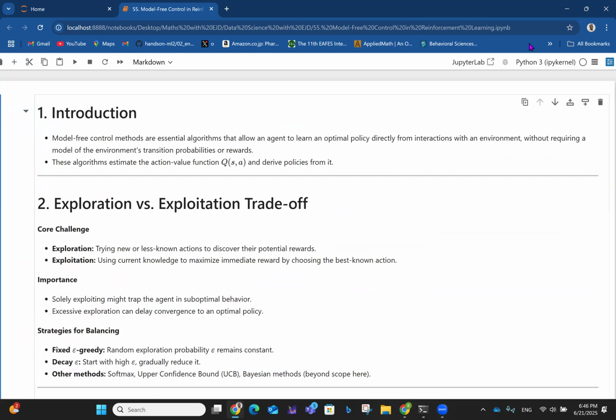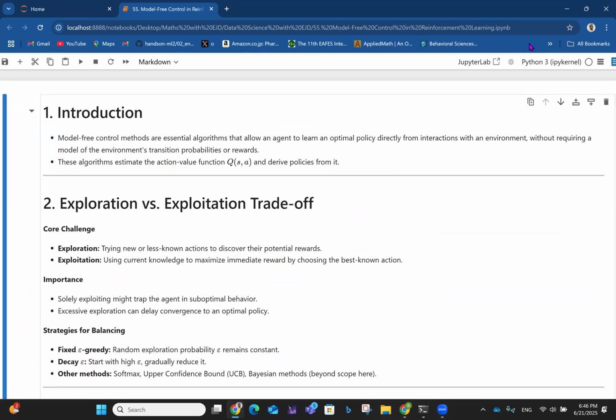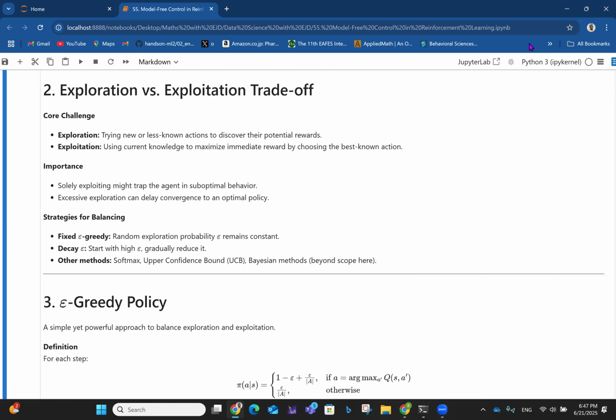By way of introduction, model free control methods are essential algorithms that allow an agent to learn an optimal policy directly from interactions with an environment without requiring a model of the environment's transition probabilities or rewards. So you don't have information about the environment already, but by interacting with the environment, you can begin to make your own decisions. These algorithms estimate the action value function Q(s, a) and derive policies from it. That function is dependent on the state and the action taken at that state to get the action value.